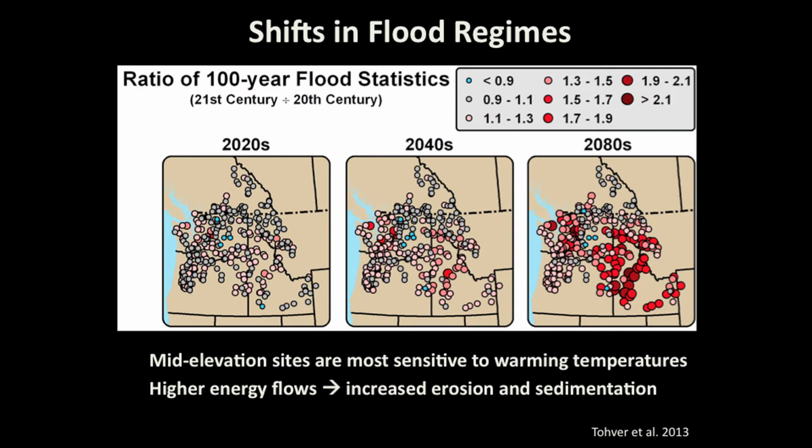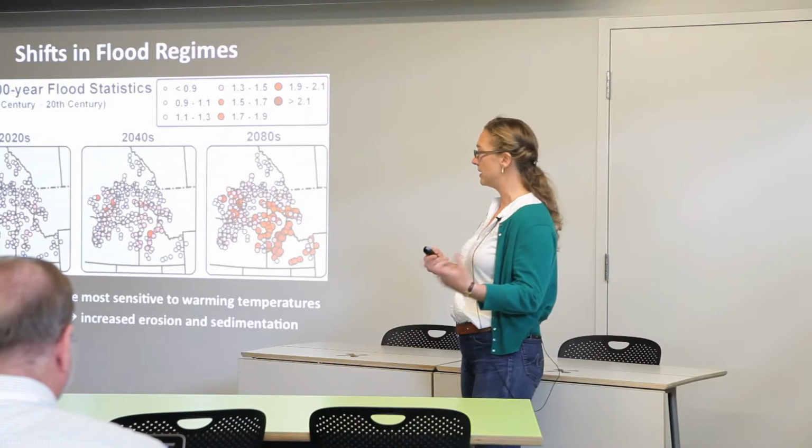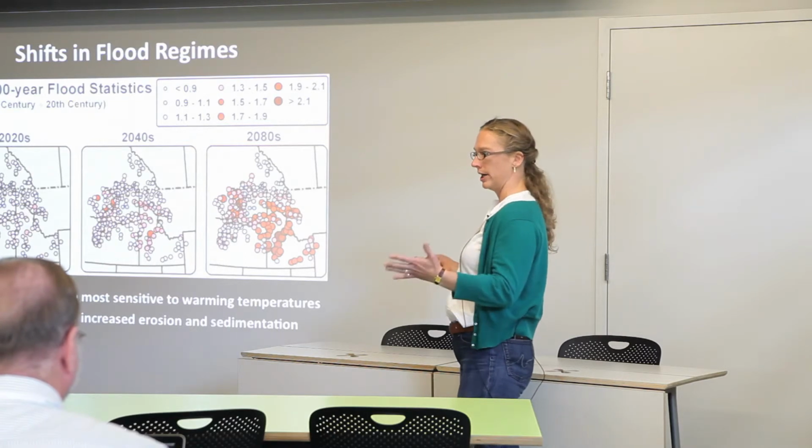In the future, this is the ratio of the future to historical 100-year flood event. So the 100-year flood event is the event that has a 1% probability of occurring in any given year.